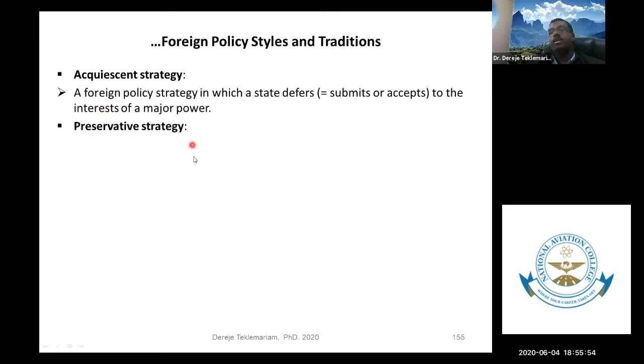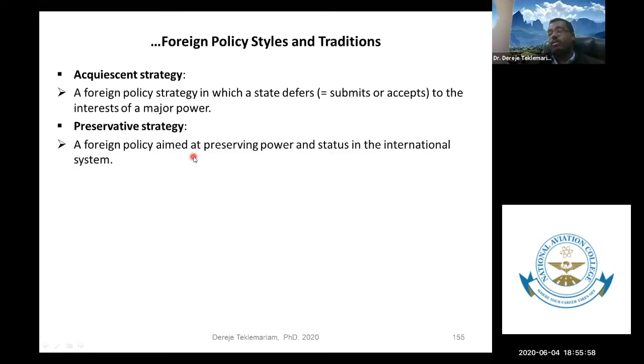The other strategy is what we call the preservative strategy. When I say preservative strategy, it is a foreign policy targeted at preserving or maintaining power and even status in the international system. This preservative strategy, they really work not to lose that.